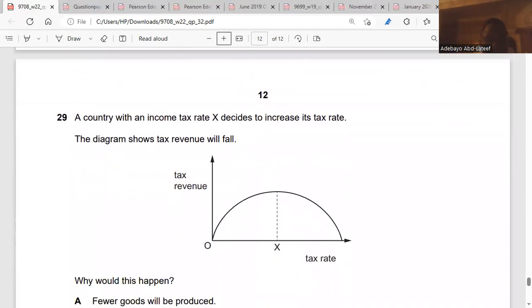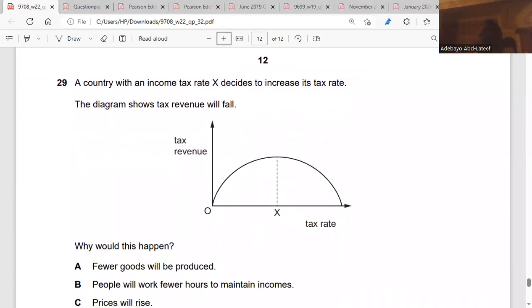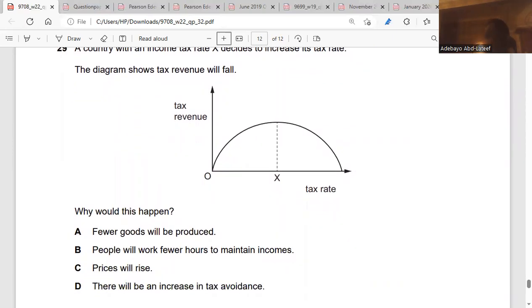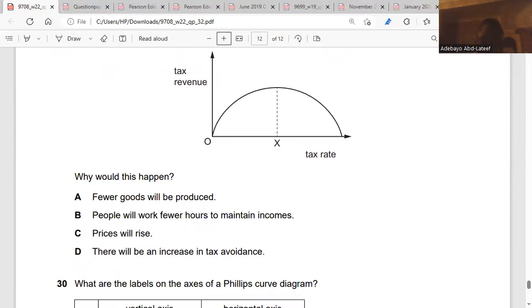29. A country with an income tax rate X decides to increase the tax rate. The diagram shows the tax revenue will fall. Why would this happen? At tax rate X, it's fine. Above it, revenue will fall. This is because if you increase your tax here, a lot of people will start dodging tax. They won't want to pay tax. So you're losing more than winning. So there will be an increase in tax avoidance. The government must not increase tax. If they do, a lot of people will not pay tax.